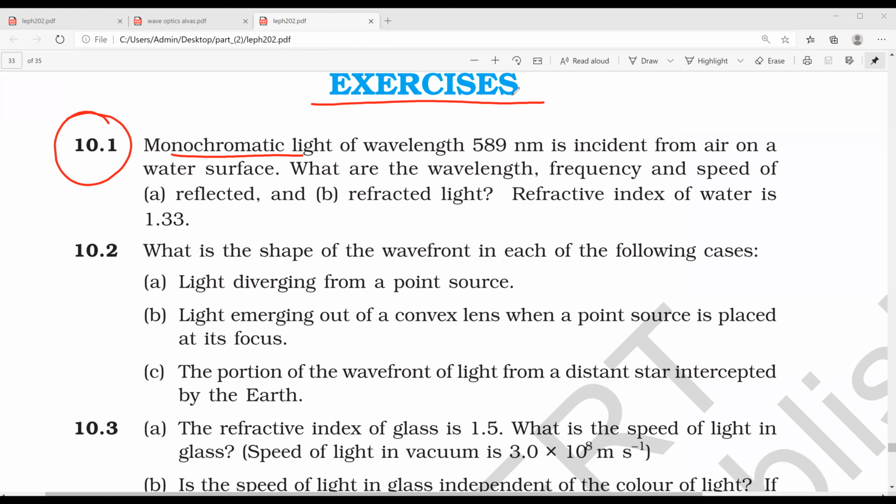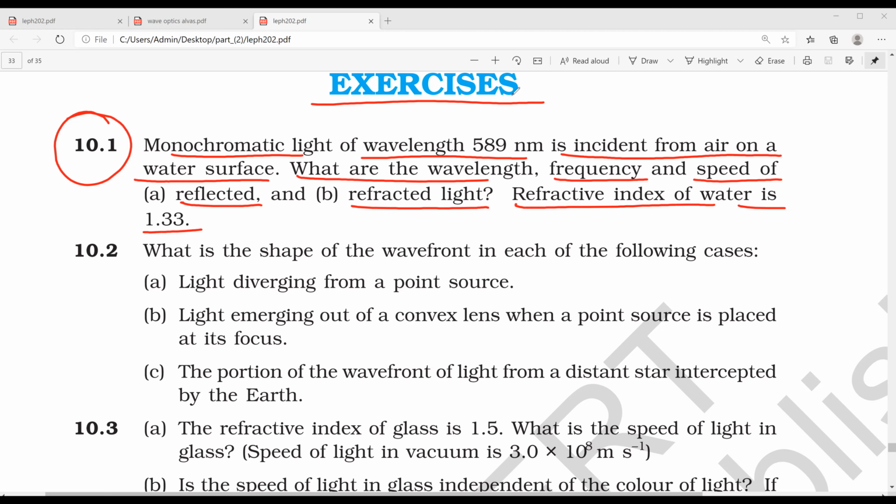monochromatic light of wavelength 589 nanometer is incident from air on a water surface. What are the wavelength, frequency and speed of reflected and refracted light there? And they have given refractive index of water is 1.33. So what we have to find? We have to find wavelength, frequency and speed of reflected and refracted light.